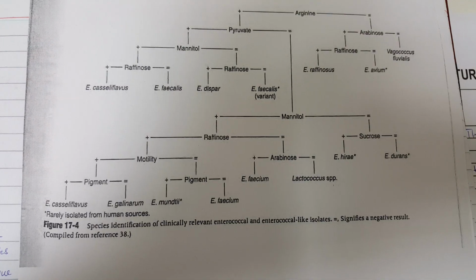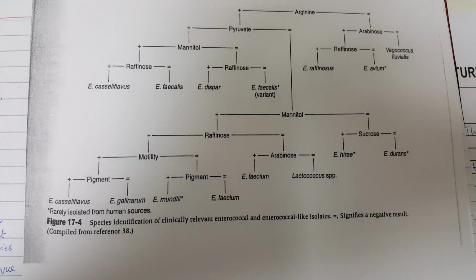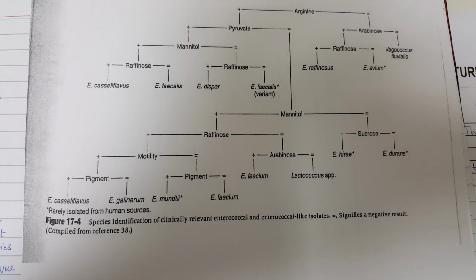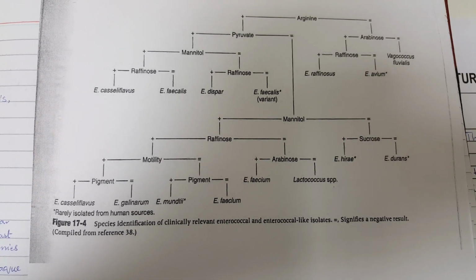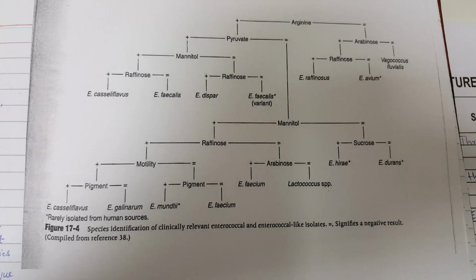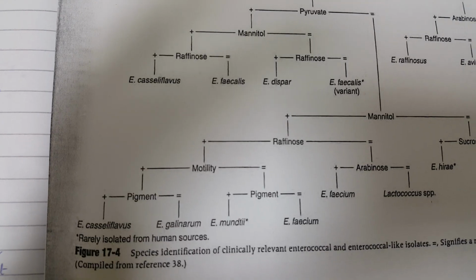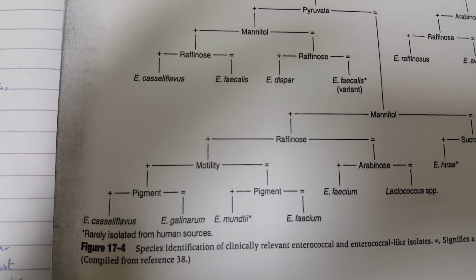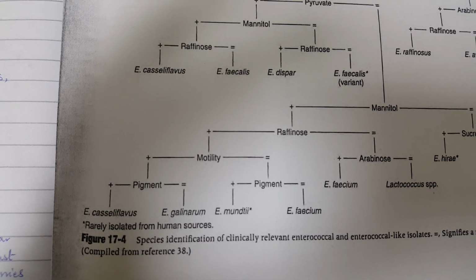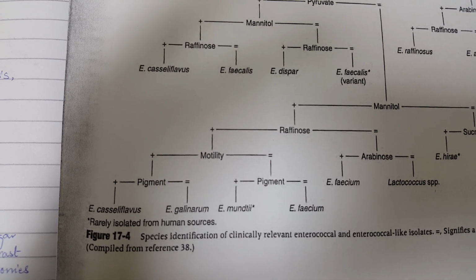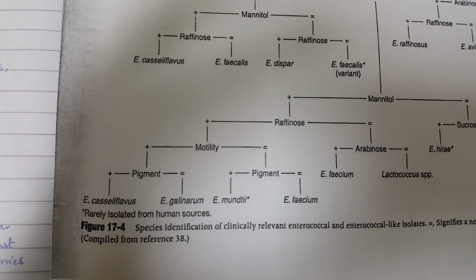If arginine is positive and pyruvate is positive, then mannitol-negative species are further differentiated on the basis of raffinose. If raffinose is positive, that is Enterococcus dispar. If raffinose is negative, then it is Enterococcus faecalis variant.